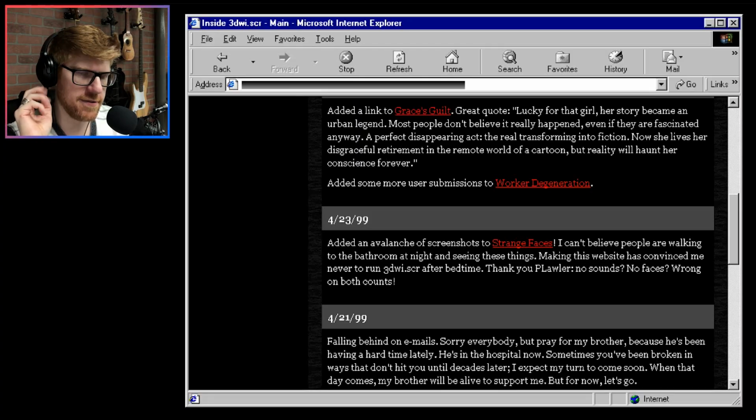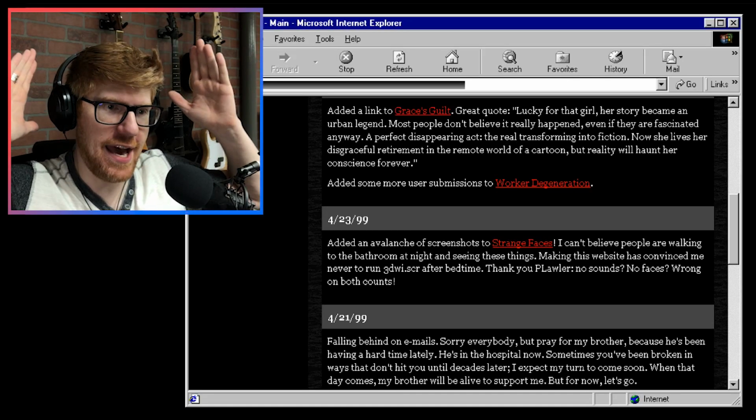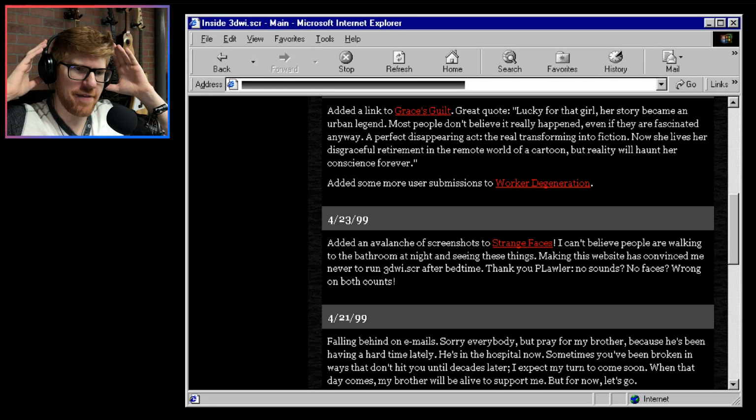Added an avalanche of screenshots to strange faces. I can't believe people are walking to the bathroom at night and seeing these things. Fuck that. Making this website has convinced me never to run 3D Whisker after bedtime. Thank you, P. Lawler. No sounds, no faces. Wrong on both counts. Okay, well, I'm going to take my headphones off for different reasons now.